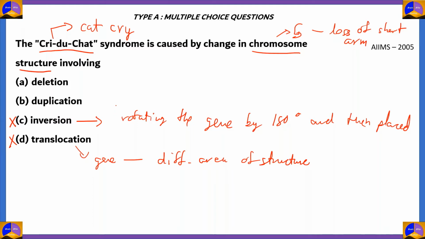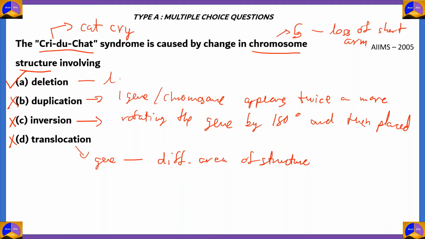What about option B, duplication? One gene or chromosome appears twice or more. So it's basically the total opposite of what the Cri-du-Chat syndrome has in chromosome number 5. So option B is incorrect. The right answer is option A, deletion. Deletion involves the loss of genetic material, whether it be a whole chromosome or a single gene. So the short arm in chromosome number 5 is lost due to deletion of genetic material.